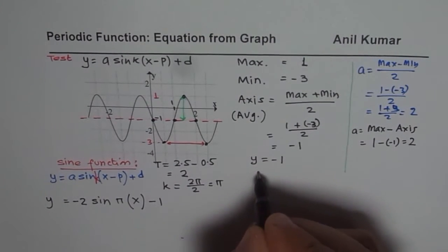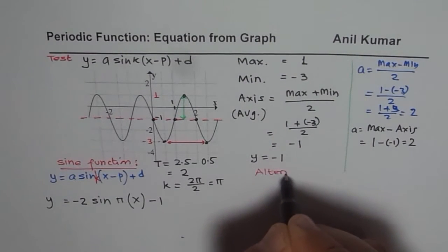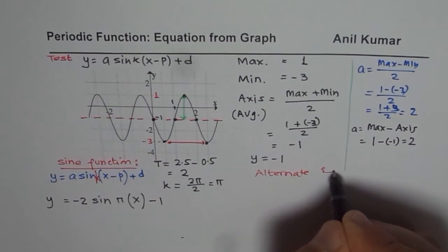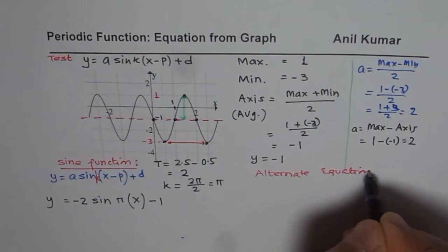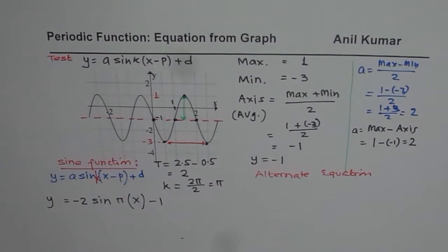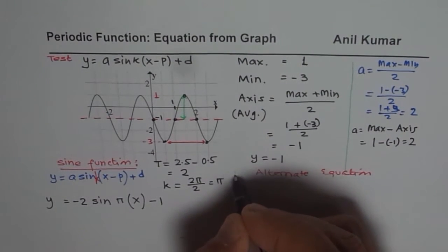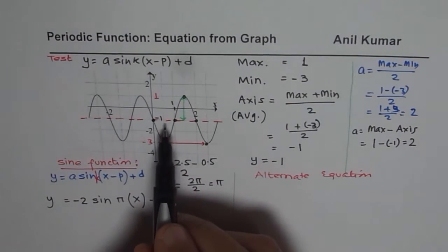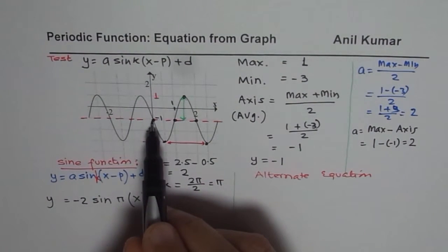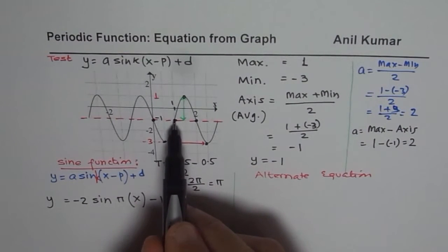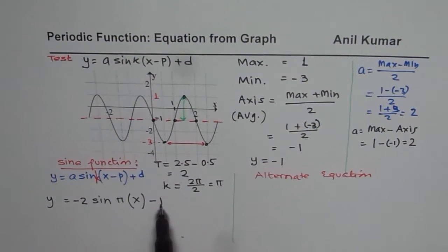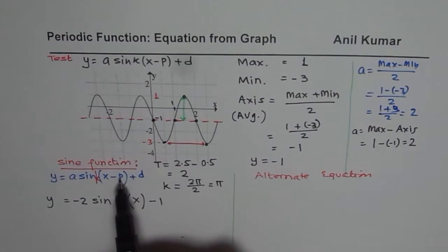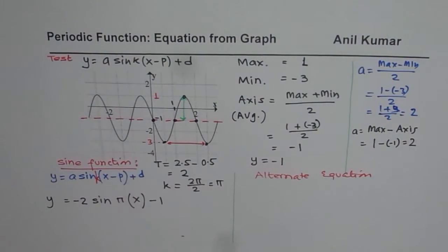Now let me show you the alternate. Let us consider the alternate equation. In this equation, we'll consider the phase shift. So imagine that the sine function has moved 1 unit to the right and 1 unit down. So D value is minus 1 and P is plus 1, correct? Since it moves 1 unit right.